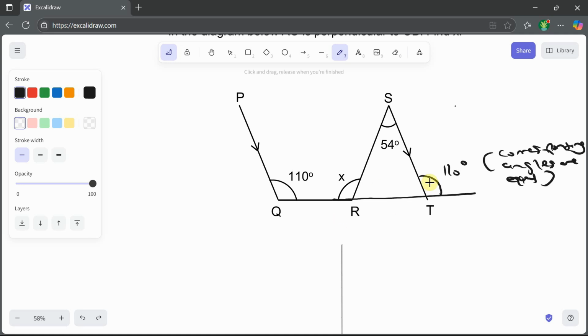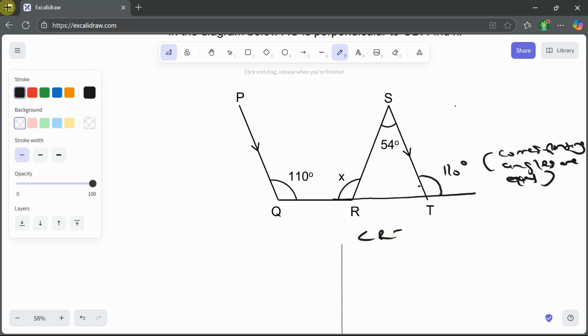Great. So this angle is 110 degrees. I can find this one. Why do I need to find this one? If I'm finding x, I know that the exterior angle is equal to the sum of the opposite interior angles. So I know that 54 plus whatever this angle is would give me x. Remember, from the exterior angle theorem. So from here I can find this angle.